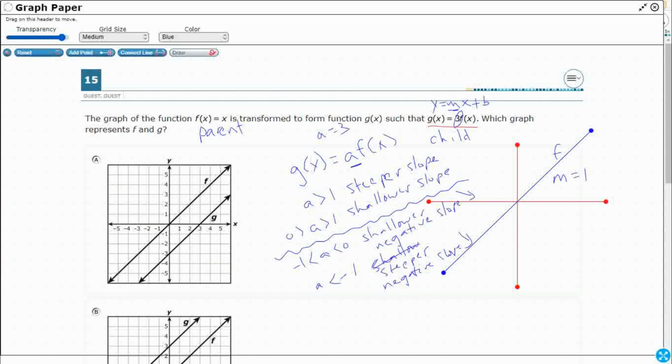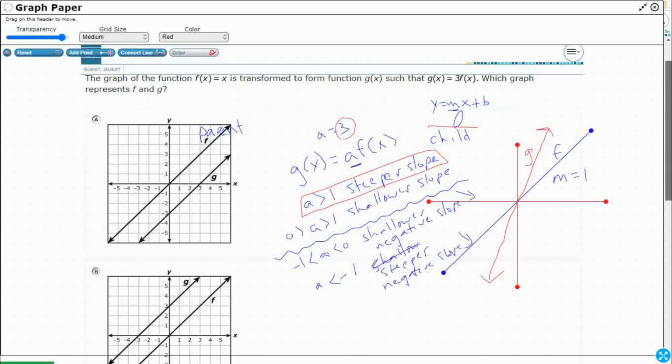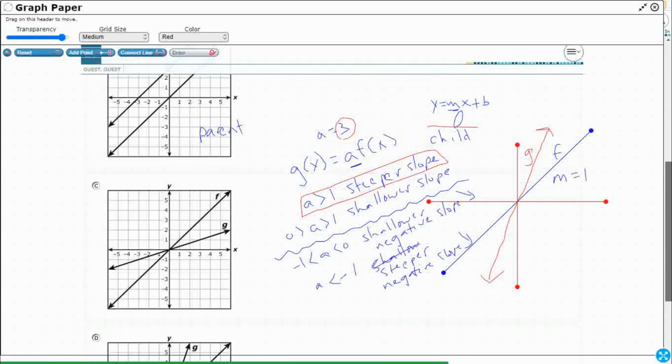So what do we have here? Well, we have a is 3. Where does that fit? Well, 3 is greater than 1, which means it's going to be a steeper slope. Which means if that is f, g is most likely going to be, I'm just going to guess something like that. It's still positive, but it's going to be a steeper slope.